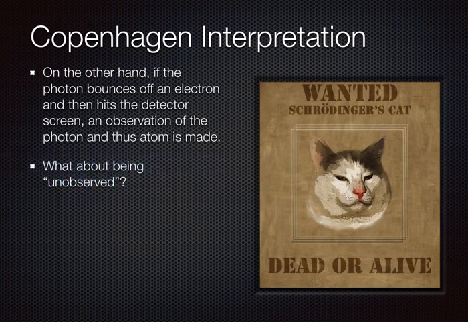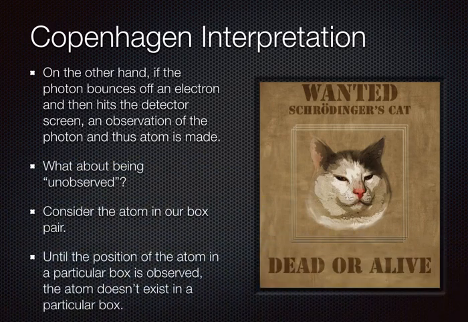So what about being unobserved? Consider the atom in our box pair. Until the position of the atom in a particular box is observed, the atom doesn't exist in a particular box. And remember what we talked about before, I hope to prove at the end of last class with the very last version. Remember where we let the wave go through both slits? Yeah. And then we had the film, and then we pull the film away, and the wave's already going through, and then the wave disappears.